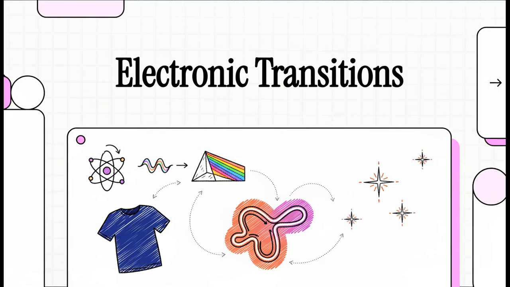Have you ever stopped to think about the hidden rules that run our entire world? I'm not talking about traffic laws. I mean the deep quantum rules that decide why your shirt is blue, or why a neon sign glows, or even how stars shine across the universe. Well, today, we're going to pull back the curtain on these rules and decode the secrets of electronic transitions.